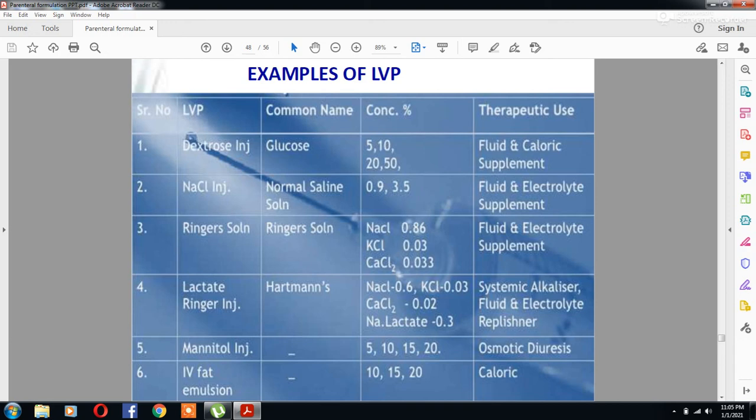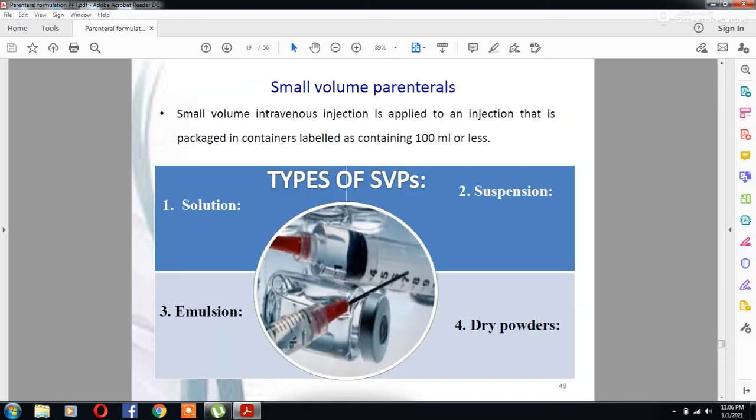Fifth one is mannitol injection. Mannitol injection is in the concentration of 5, 10, 15, 20. It actually acts as an osmotic diuretic. Then IV fat emulsion is available in concentrations of 10, 15, 20. Therapeutic use is caloric.